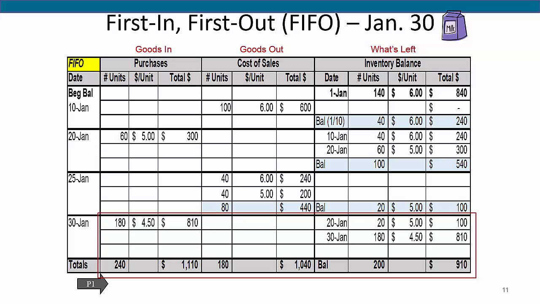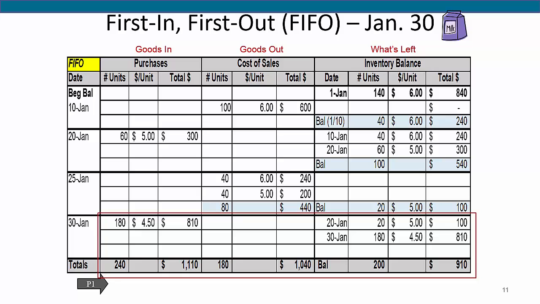And finally, on January 30th, 180 more units were purchased for a cost of $4.50 apiece, or $810 in total. Now, this purchase is added on to the inventory previously on hand on January 25th. Now we have 20 units costing $100 and 180 units costing $810 for total quantity in the warehouse of 200 units costing a total of $910.